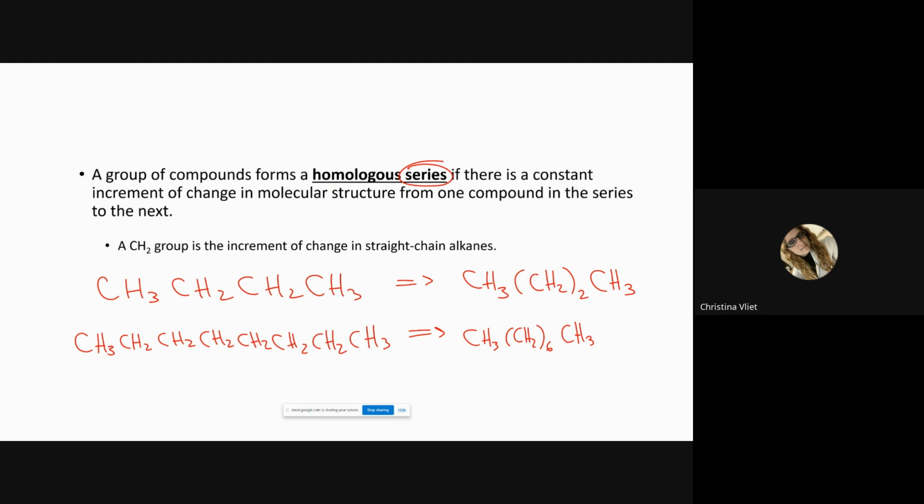It means that these molecules are connected. They have a similar molecular structure, but they just have a constant increment of change, meaning add CH2, add CH2, add CH2. This is the alkane series, which is just carbons and hydrogens. And so that's being said here. A homologous series is basically just your series of molecules. They're the same thing, except one has more CH2s than another in the middle. They just have the same increment of change in between.